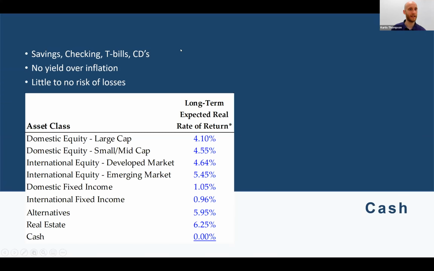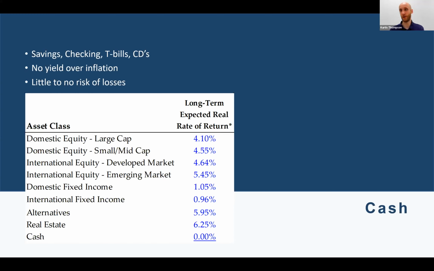The last category to talk about is cash. So, cash comes in several flavors: savings accounts, checking accounts, treasury bills, which are short-term government bonds, and also CDs. The main characteristic of cash is that there's no yield over inflation. So if you look at cash, it says 0, because we expect that it's just not going to earn anything above the rate of inflation. In fact, cash might lose money compared to inflation.